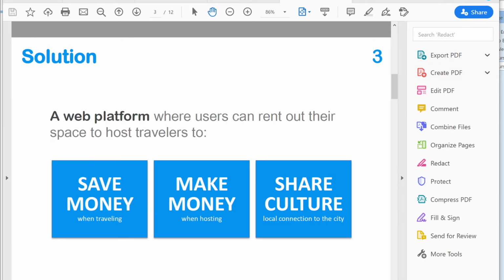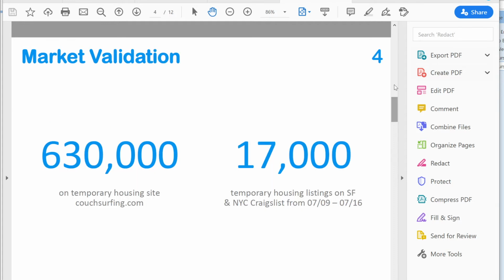So the solution is a web platform where users can rent out their spaces to host travelers, to one, save money, two, make money for locals, and three, share culture. Again, I don't feel that the third thing was really strong, but that's what they decided is a problem they're trying to solve, and it worked together with the other two problems. So ultimately, obviously, I'm talking like they don't know what they're doing, but obviously they became super successful, as you all know.